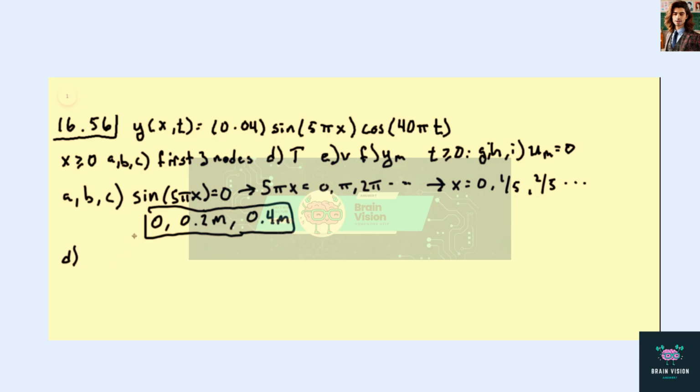So every point except for the nodes has a simple harmonic motion with the frequency that's just omega over 2 pi. So omega is 40 pi radians per second divided by 2 pi. So this is 20 hertz. Now we know the period is just the inverse of the frequency. So the period of any point that actually moves is 50 milliseconds.